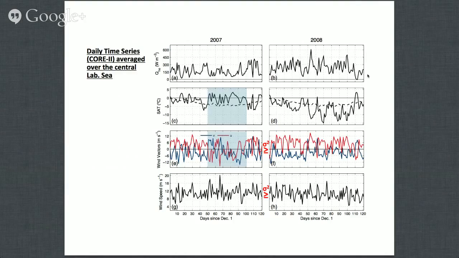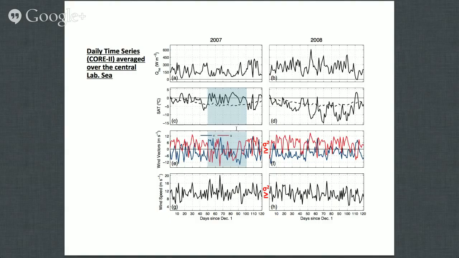The surface heat flux is much stronger in 2008 winter than in 2007 winter. Here the heat flux is positive upward. And this stronger surface heat flux is associated with the cold temperature in 2008 winter. If you look at the surface winds, this cold temperature is associated with a predominant westerly. This red line is zonal wind, so positive means westerly.